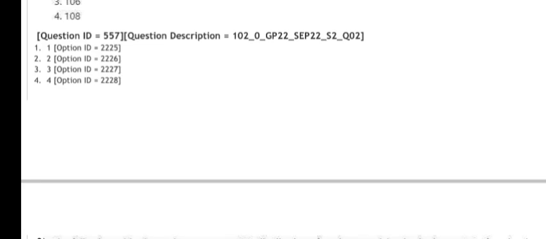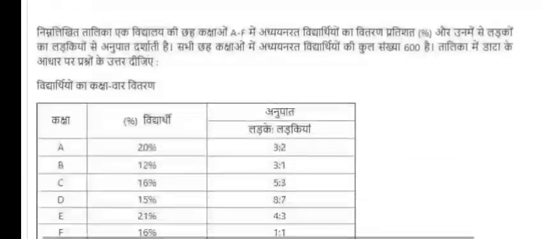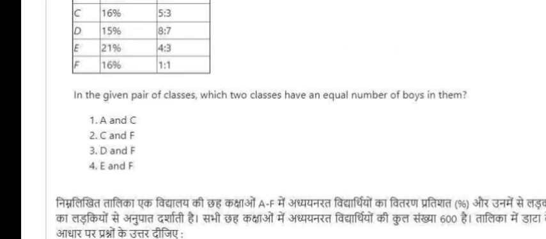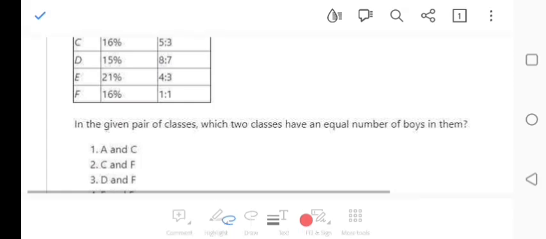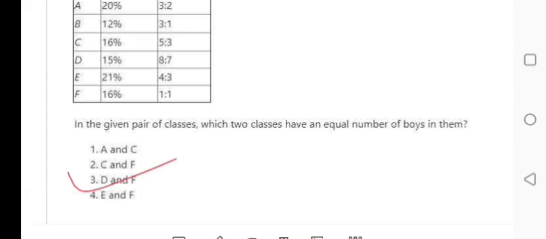Number 3 says, in the given pair of classes, which 2 classes have an equal number of boys in them? A and C, C and F, D and F, E and F. It will be D and F, according to me.